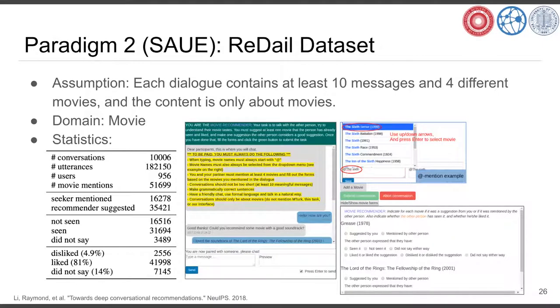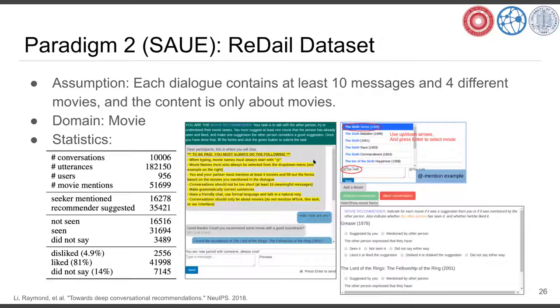And since this data set is not converted from any review data sets, it is generated by crowd-sourced workers. They pair two crowd-sourced workers to have a chat, and they can only talk about movies. So the content they talk about is only movies. One crowd-sourced worker will ask questions about what kind of movies the other person may like, and the other worker will answer the questions. But sometimes you can see they will have a chit-chat.